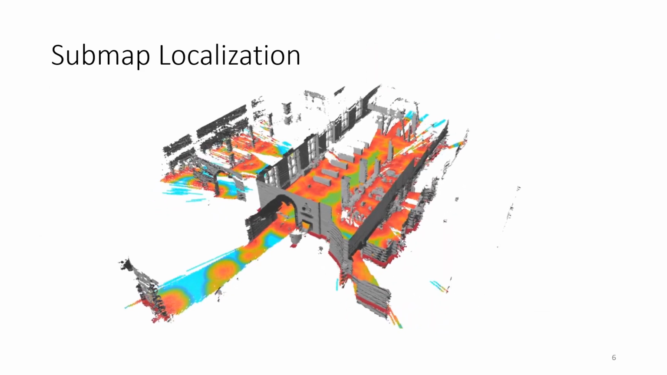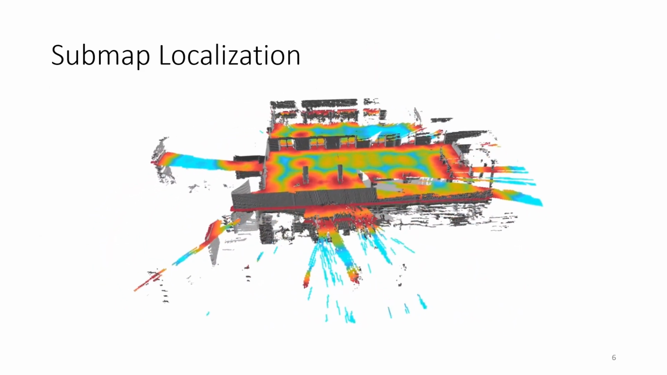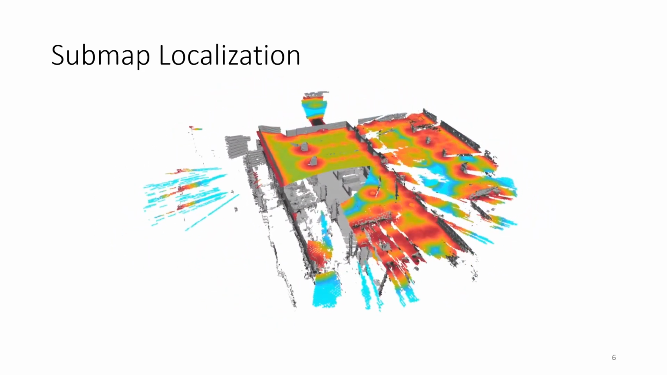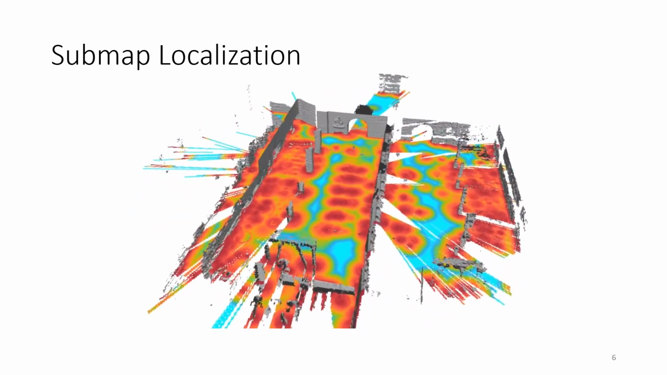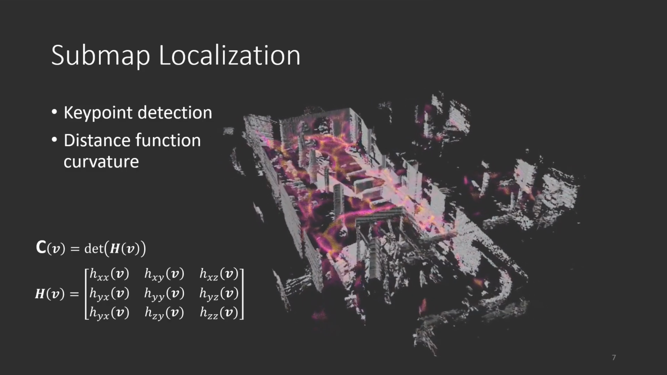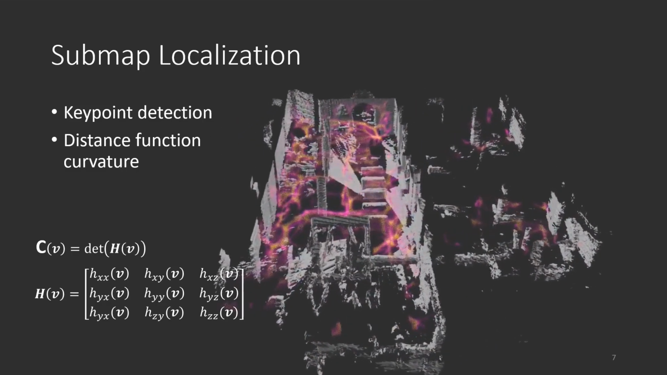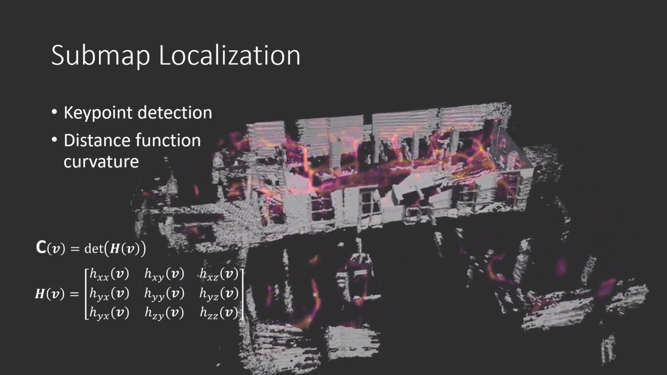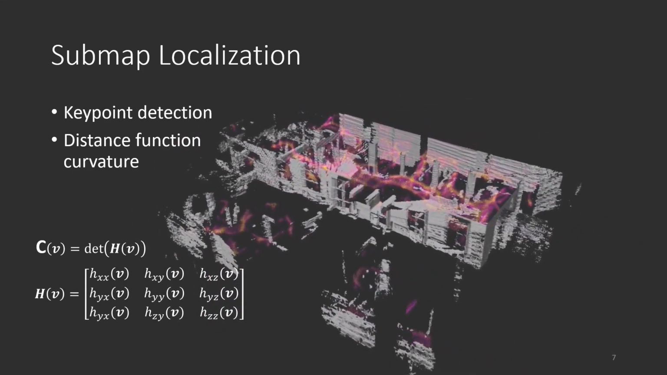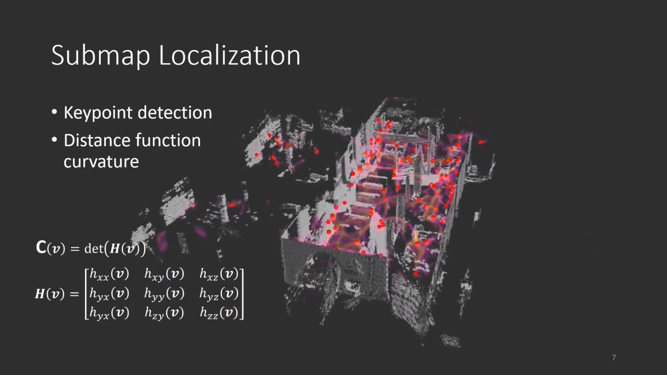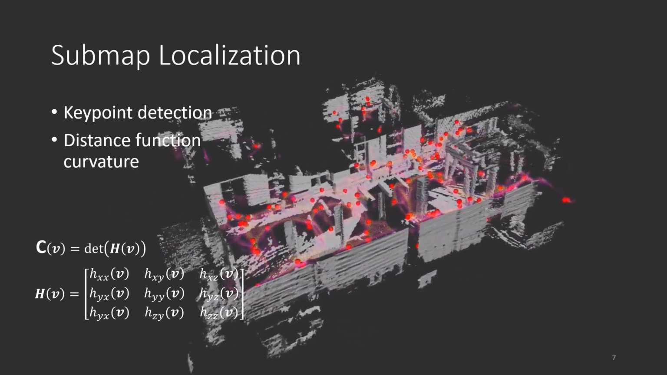So this is what the distance function looks like for one of the submaps from the Deutsches Museum reconstruction. Distance here is shown in color. We detect interest points at areas of high distance function curvature. Here, we visualize the curvature magnitude as a colored point cloud. The red spheres indicate the locations of detected interest points.